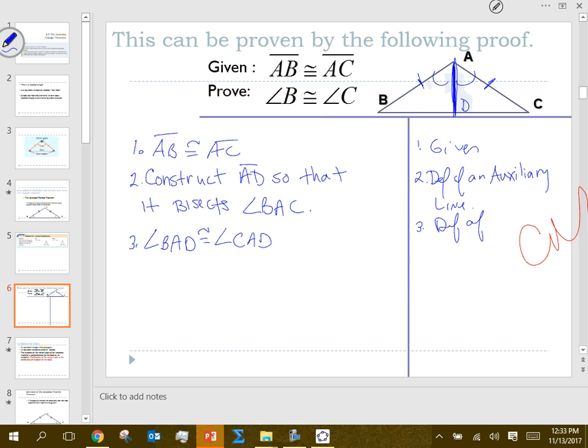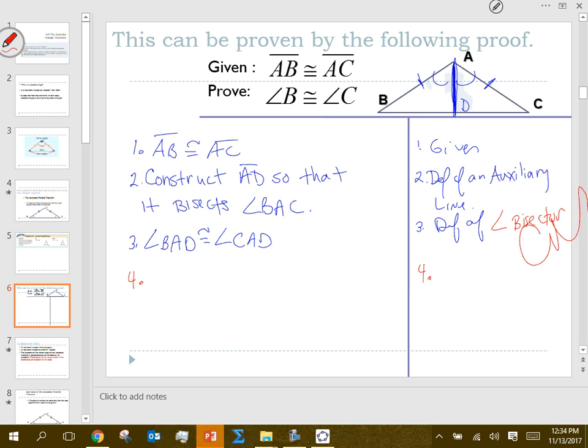Definition of angle bisector. I don't know why that turned red. All right, so we now know that AB is congruent to AC. We've got angle BAD congruent to angle CAD. We might not know what we're trying to get to, or be sure what our next step is.